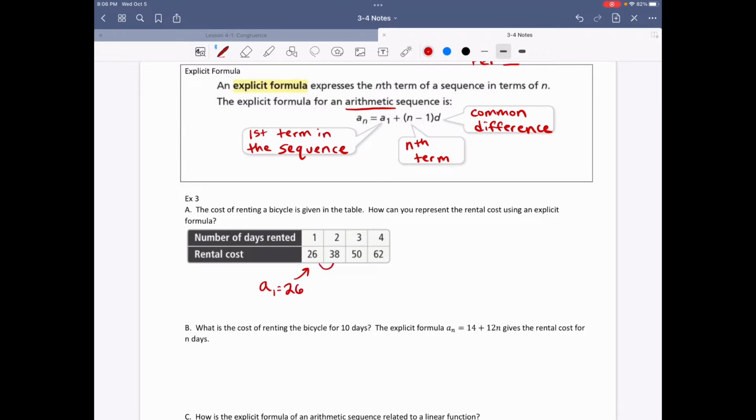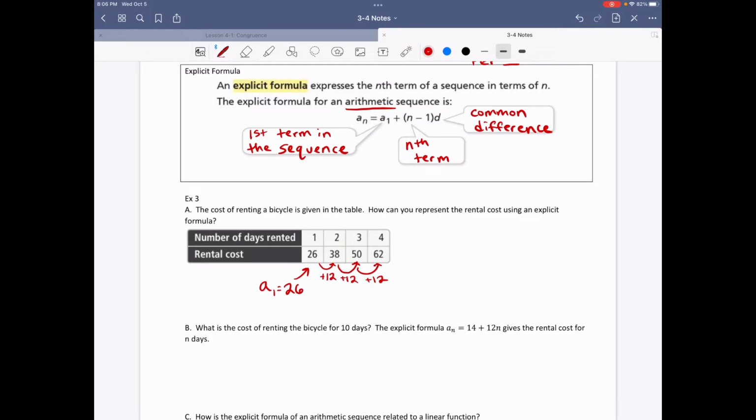So what is happening when we go from 26 to 38, from 38 to 50, 50 to 62? What's happening? Are we increasing? Are we decreasing? Yeah, we're increasing, so what are we adding each time? 12. Okay, so that is our common difference.